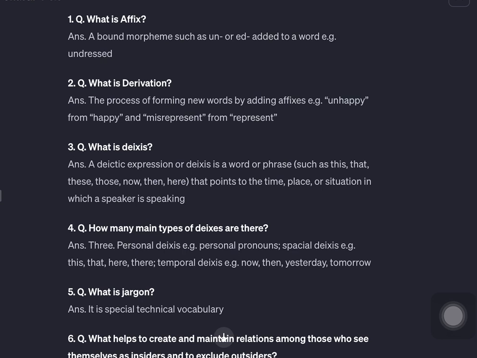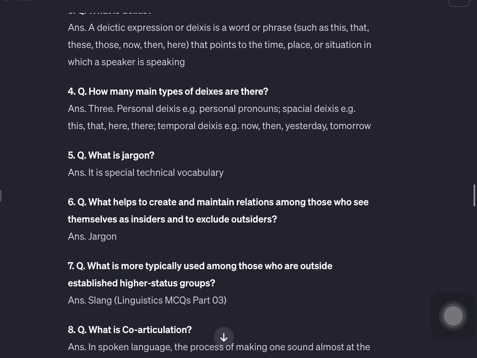3. Q. What is deixis? Ans. A deictic expression or deixis is a word or phrase, such as this, that, these, those, now, then, here, that points to the time, place, or situation in which a speaker is speaking. 4. Q. How many main types of deixis are there? Ans. 3. Personal deixis, e.g. personal pronouns. Spatial deixis, e.g. this, that, here, there. Temporal deixis, e.g. now, then, yesterday, tomorrow.